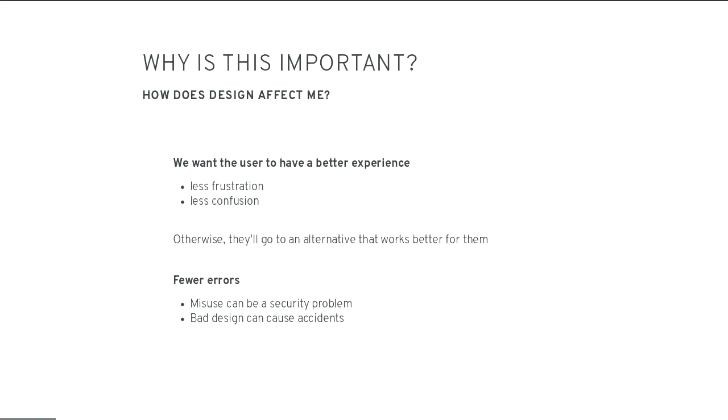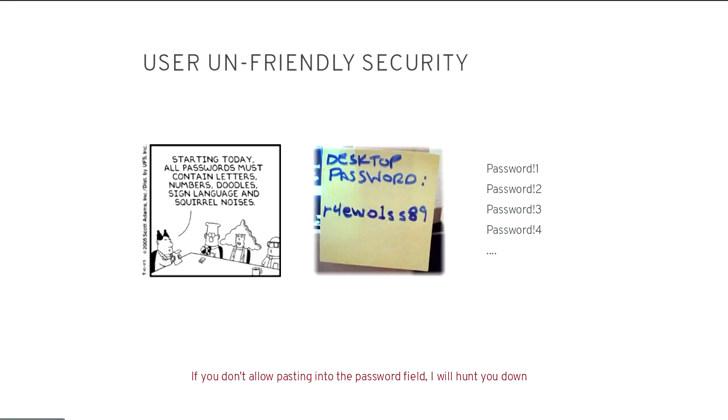Another reason, two more reasons, security. So bad design is related to a lot of security problems. And not just security, but safety. Bad design can also be a safety issue in a lot of cases. And so I'm going to bring a couple of examples. So for security, let's talk about passwords.